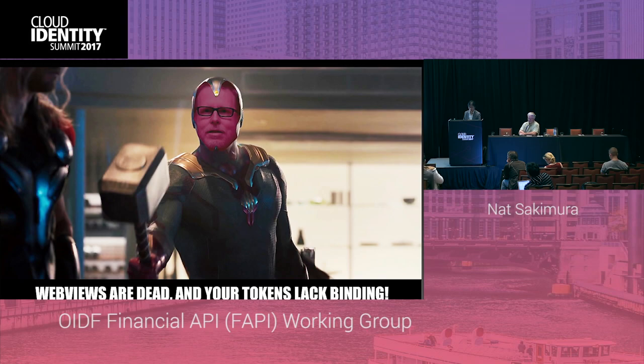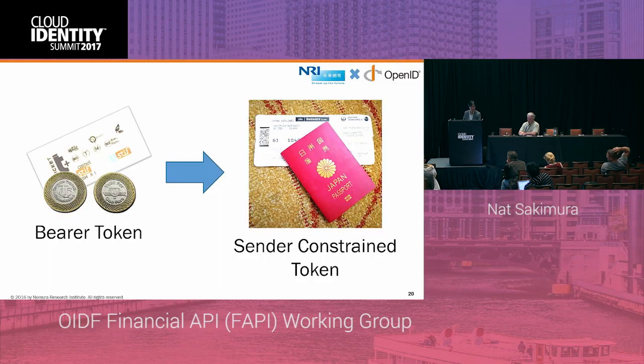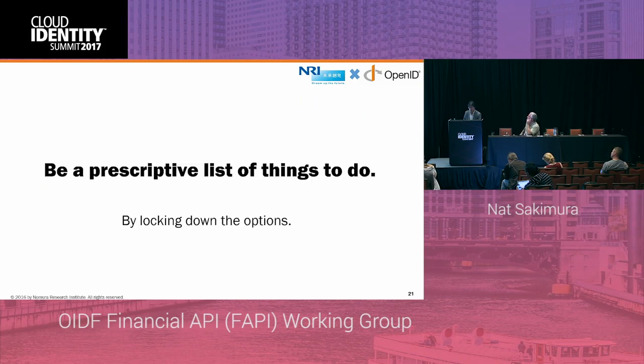Also, we are requiring token binding to the tokens. A bearer token is like a subway ticket. An airline boarding pass is just like a sender-constrained token. It's got the name on it. And actually, it's got the credential information on it. So unless you present it with the credential information, you will not be able to use it. So that's what we have done.